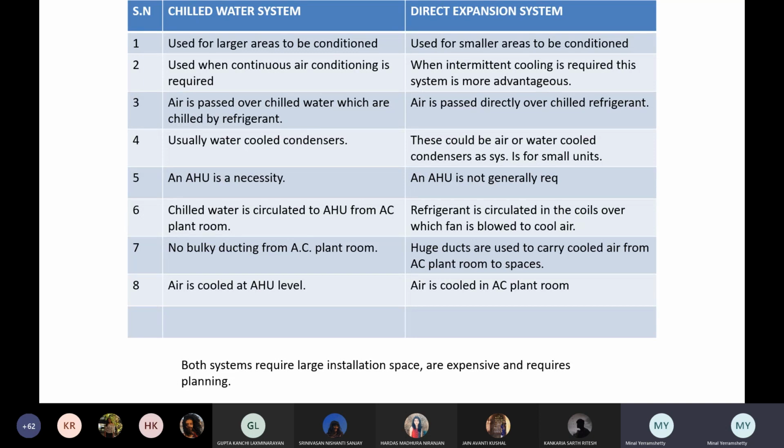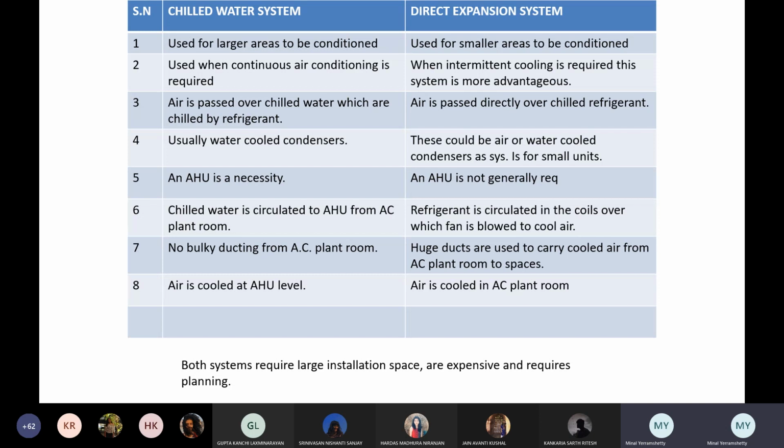Air is passed over chilled water, which is chilled by refrigerant. So air किस पे pass हो रही है? Chilled water पे. Chilled water क्यों होता है? Because it is giving its heat to the refrigerant. While what happens in the direct expansion system, the air is passed over chilled refrigerant. Okay, you have the coil जिसमें आपका वो हो रहा है, over which you are passing the air, which is chilled because it gave the heat to the refrigerant. It turned chill, and then the fan is taking it to the room.